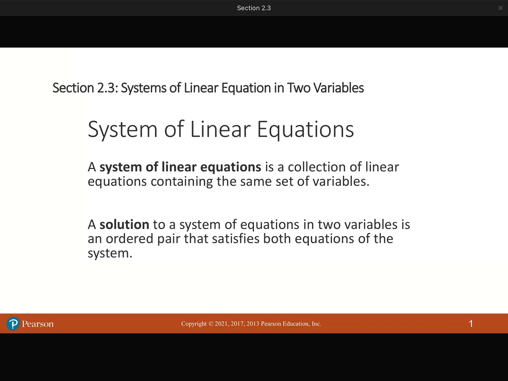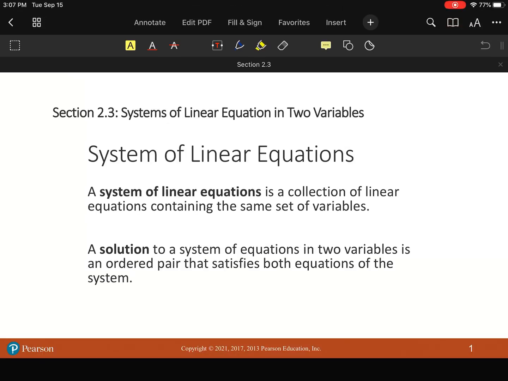All right, this is a quick video of section 2.3. So now let's recap real quick. We started out with linear functions, defining what they were, slope, intercepts, zeros, etc.